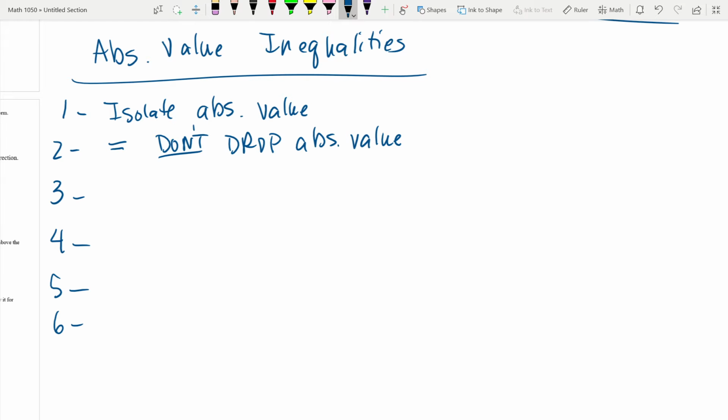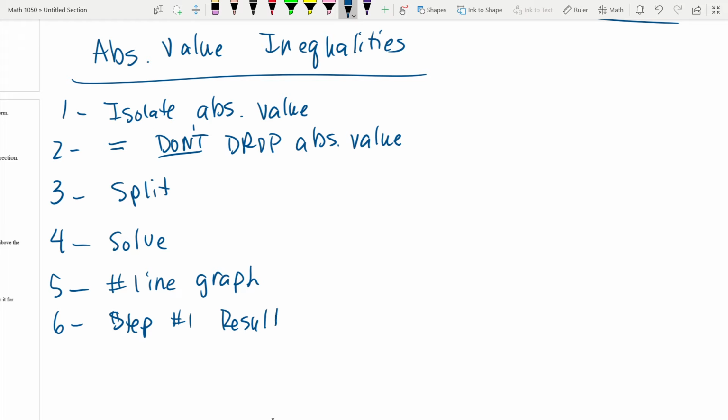Step number 2, make it an equal sign, but don't drop the absolute value symbol. It's still there. Now you split it into 2 and solve it. Then you go to a number line and graph it. You look at the result of step 1, and then you shade according to that result. If it's less than or equal to, or less than, you shade the inside. If it's greater than or equal to, or greater than, you shade the outside. And then the last step is to write your answer.